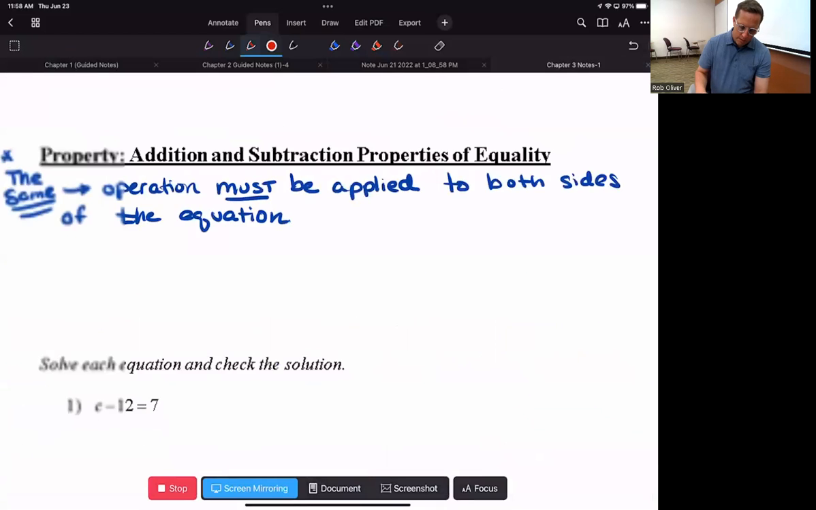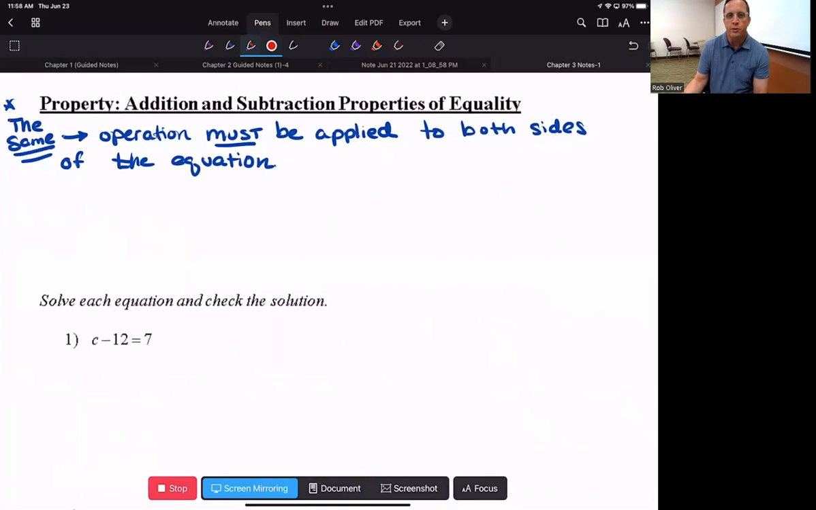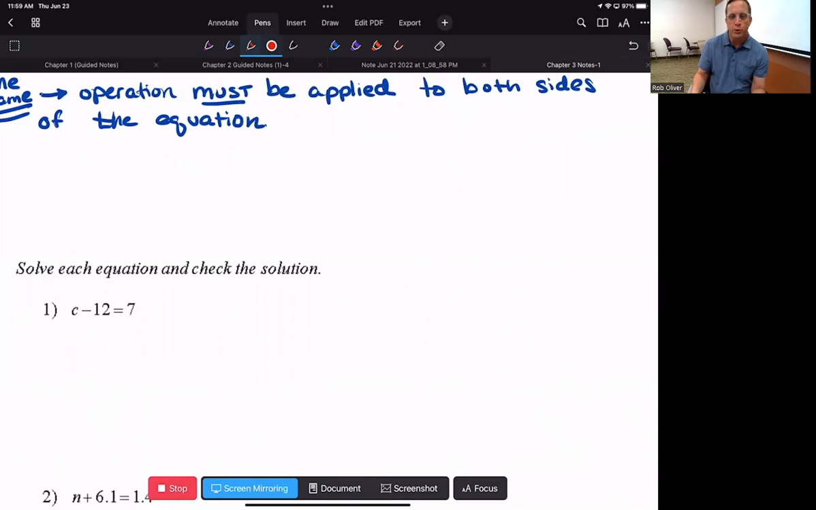Now, the first property that is discussed in this chapter is the property of equality. This property is very, very important for pretty much everything in algebra. The property is that the same operation must be applied to both sides of the equation. You might have heard teachers in the past say, what you do to one side, you do to the other. It's kind of like the golden rule, right? What you do to one side of the equation, you do to the other. And that's really all there is to it.